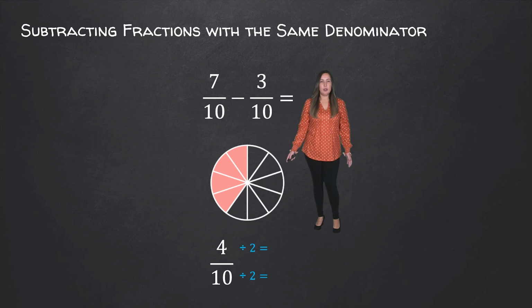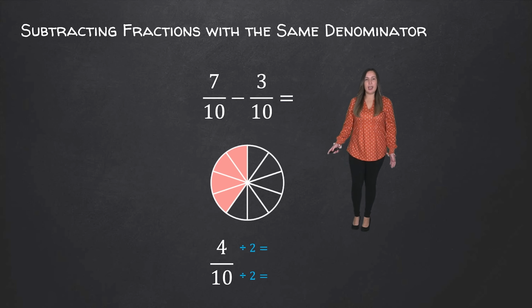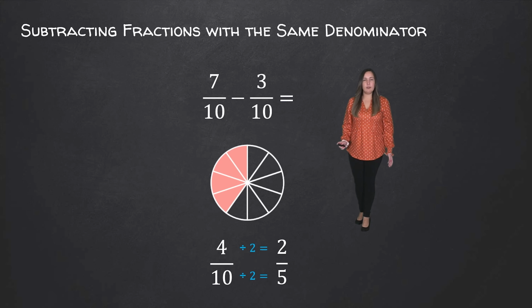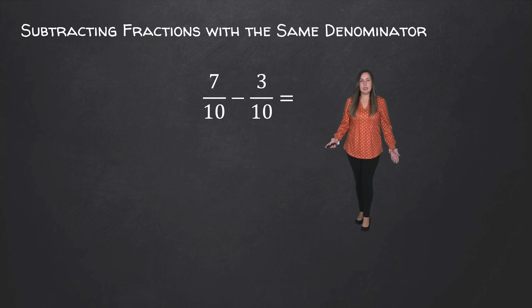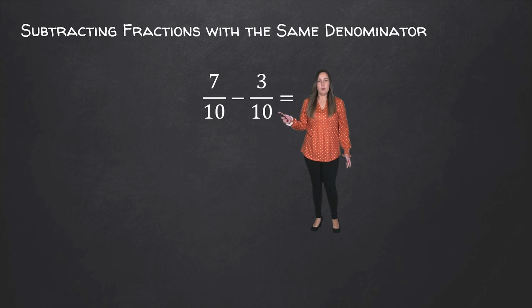So notice that 4 and 10 have a greatest common factor of 2, so we could divide both the numerator and the denominator by 2. 4 divided by 2 is equal to 2, and 10 divided by 2 is equal to 5. So 7 over 10 minus 3 over 10 is equal to 4 out of 10, which simplifies to 2 out of 5.